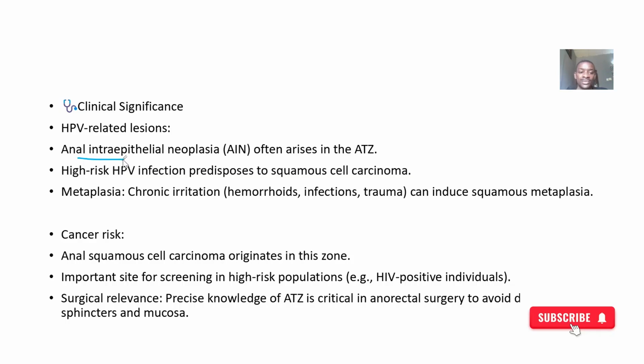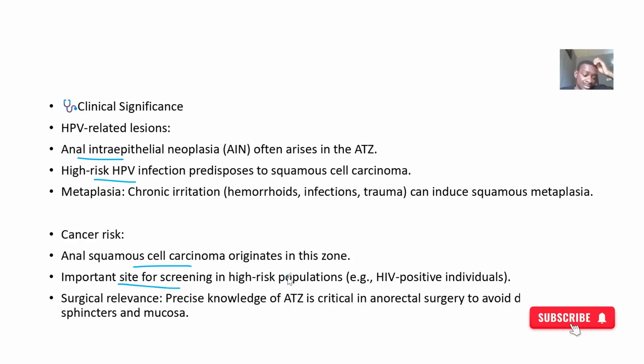Anal intraepithelial neoplasia is an issue there. There's a high risk of human papillomavirus infections. Chronic irritations, infections or inflammations can also occur at that region. Anal squamous cell carcinoma originates in this zone, so it's also an important site.